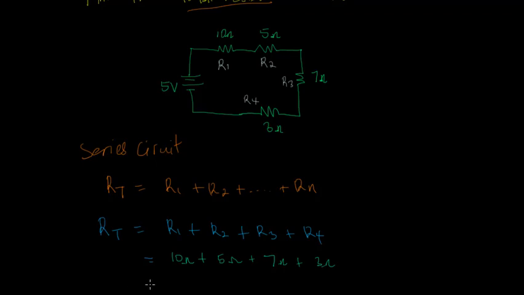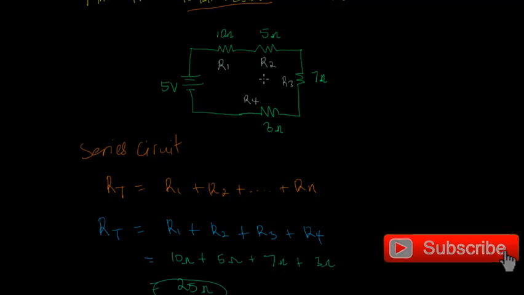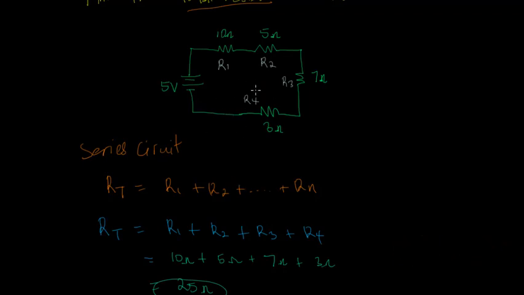So if we take the sum of these resistors, we will find the total resistance. So 10 plus 5 is 15, 15 plus 7 is 22, and 22 plus 3 is 25. So the value of our total resistance is 25 ohms, right? So again, to find the value of resistors in series, we simply take the sum of all the individual resistors. And the reason why this is a series circuit is because current only has one path to flow throughout the circuit here.